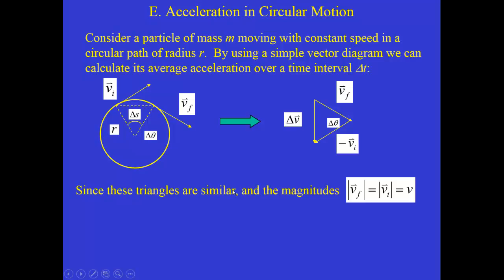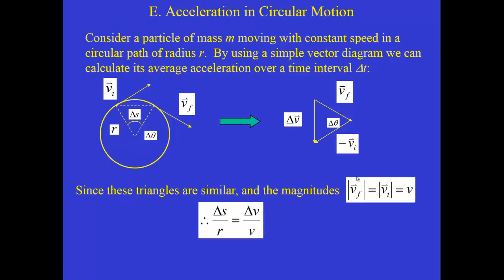The magnitudes v final and v initial, if this object has a constant speed, they're the same, just as the 2 sides in this triangle both reflect the radius of the circular path, and those are both the same. And so we can replace in our equations the magnitudes of those 2 vectors just with the symbol v. And remember, that's what v means. V without a vector sign is the magnitude of the velocity, which is otherwise called the speed.